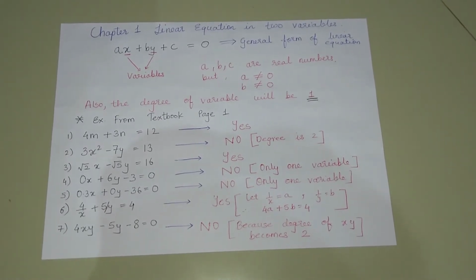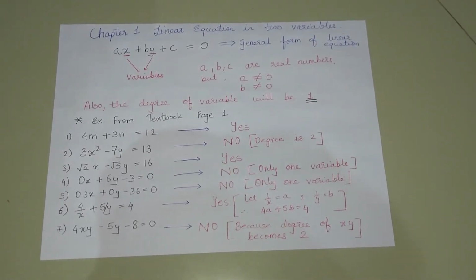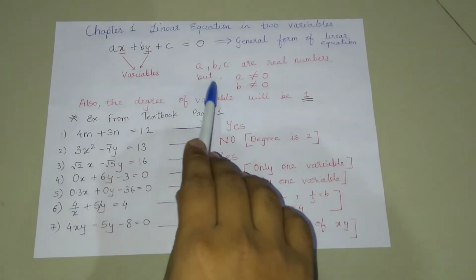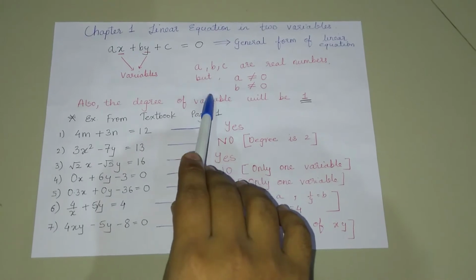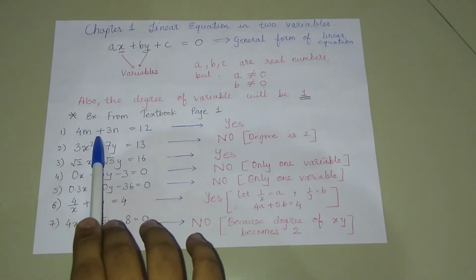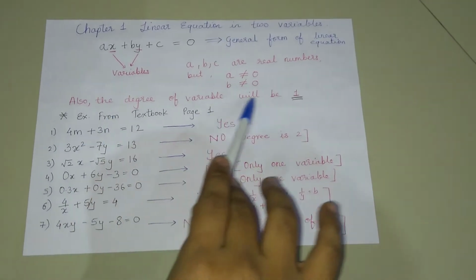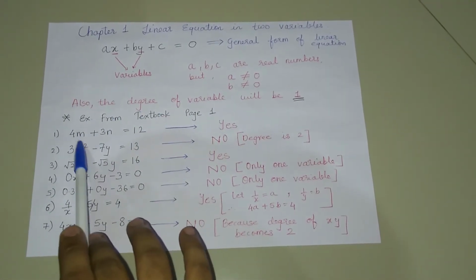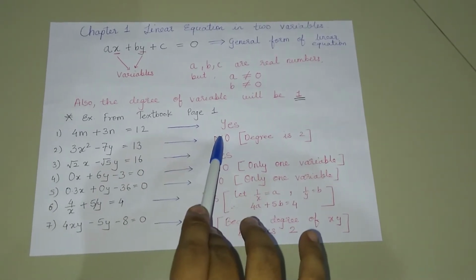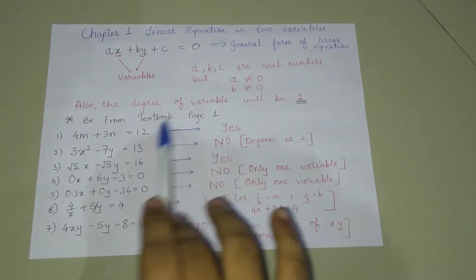In this, 4m plus 3n is equal to 12. Let's check the conditions. a, b and c are real numbers. a is not equal to 0, b is not equal to 0. Yes, that's correct. And the degree of the variable is 1. Yes, it satisfies all the requirements. So yes, this is a linear equation in two variables.